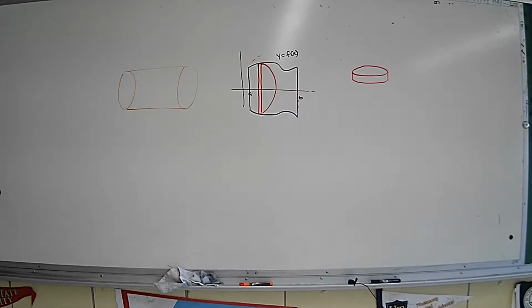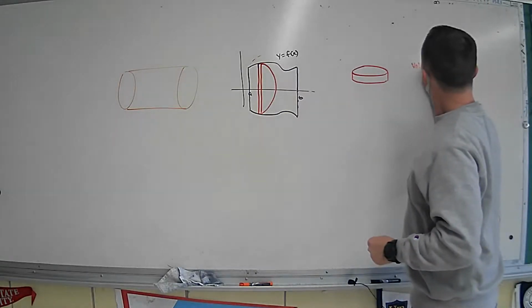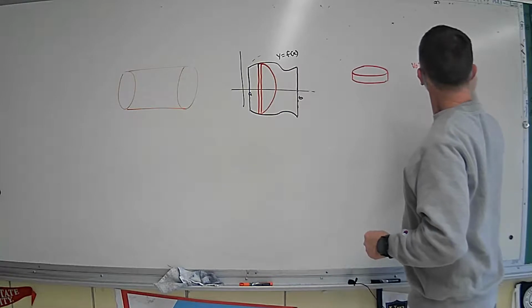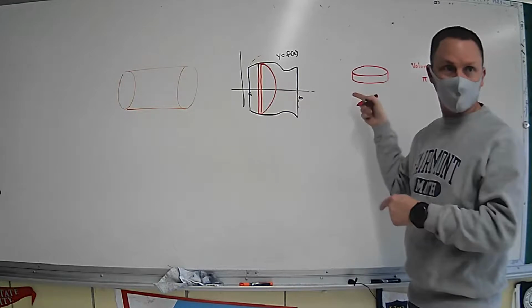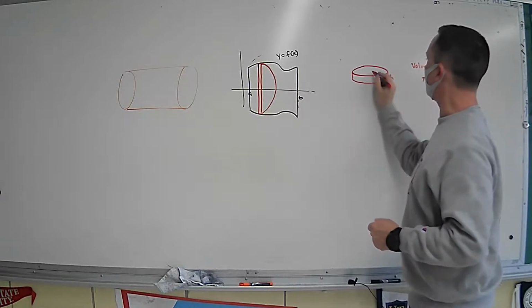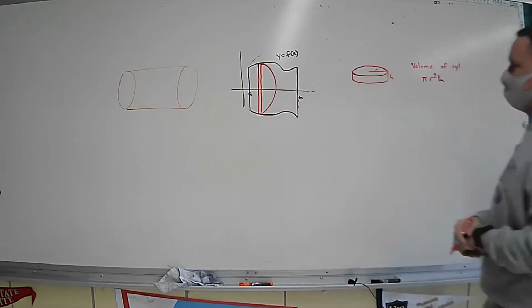What's the volume of one of those guys? What's the volume of a cylinder? We know how to find the volume of a cylinder? It's pi r squared h. Well, I guess we probably need to label something here that would be h, and that would be r, right?